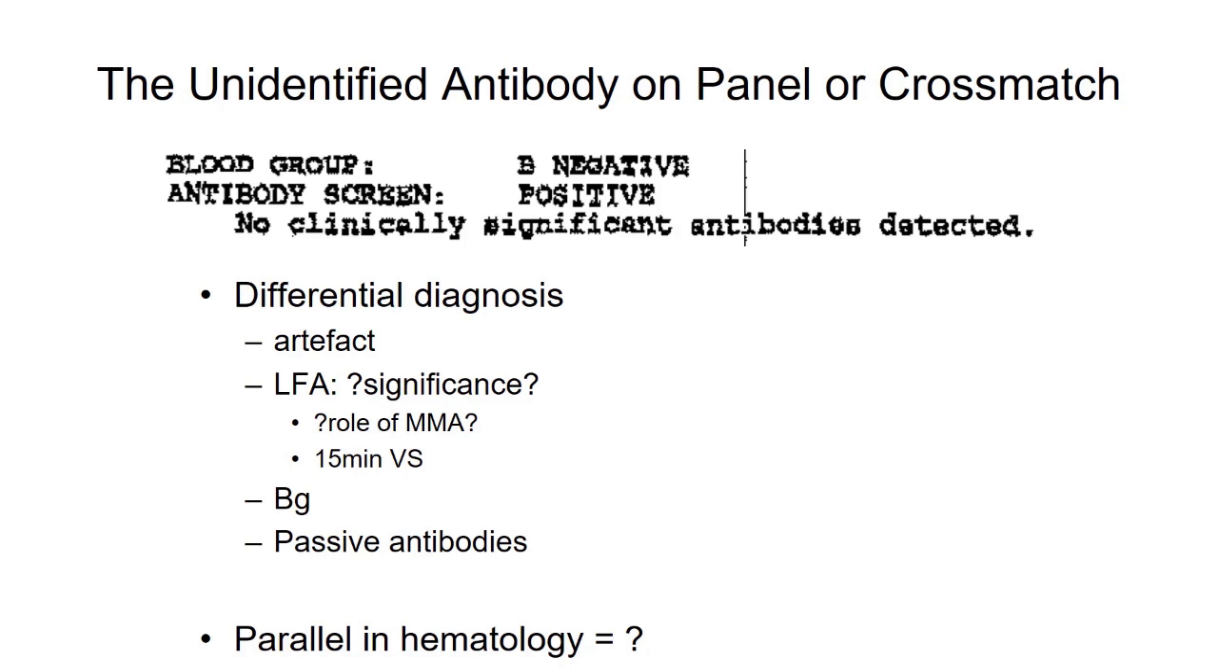The other possibility for an unidentified antibody is a BG, or an antibody against HLA. Now, we appreciate that red cells don't express HLA intrinsically across the red cell surface, but they may adsorb soluble HLA. And if there are HLA antibodies in a heavily presensitized host, well, those may land on those soluble HLA antigens. Some passive antibodies may also be the cause of an unidentified antibody.